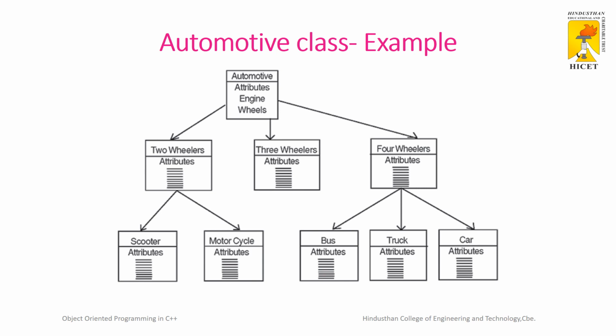This is an example of inheritance, that is the automotive class. The class automotive is inherited by three subclasses, that is two-wheeler, three-wheeler and four-wheeler. From two-wheeler it has been derived as scooter and motorcycle. If you take a four-wheeler, it is inherited by bus, truck and car, where all the attributes are the same for all the derived classes.